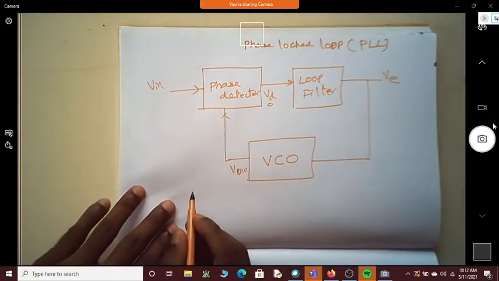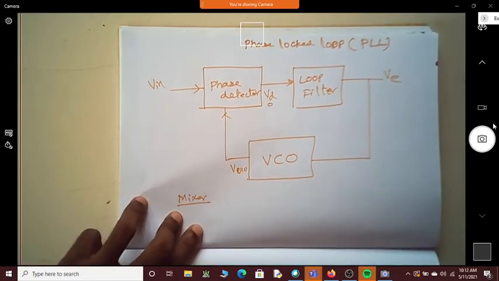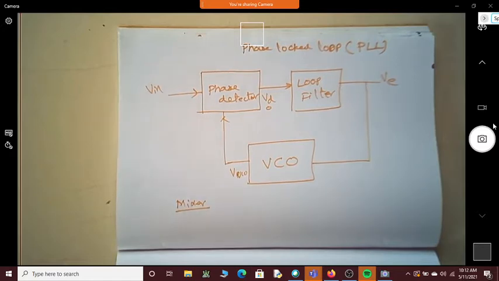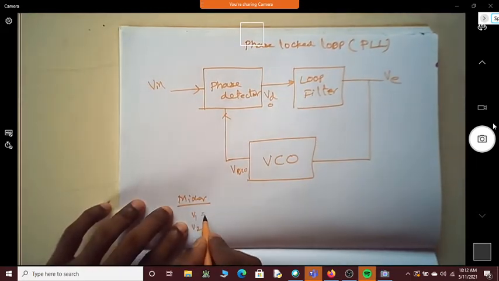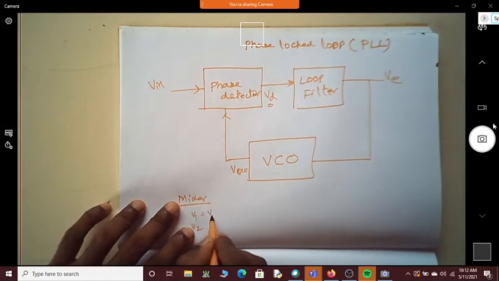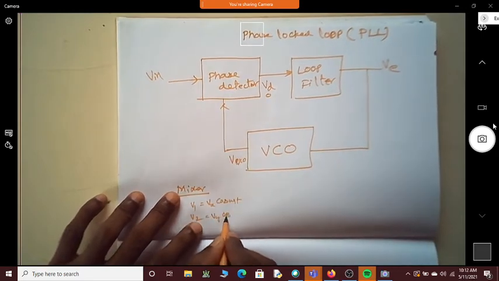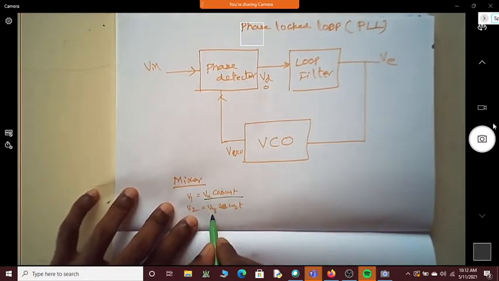Actually, this phase detector is a mixer circuit. So let me say this is a mixer circuit. What do we actually mean by mixer? It mixes the signals. What do you mean by mixing of a signal in electronics? Suppose you have signals V1 and V2. Assume that V1 is Vx cos omega 1t and V2 is Vy cos omega 2t. These are two signals, one with magnitude Vx and frequency omega 1, and the other with magnitude Vy and frequency omega 2.